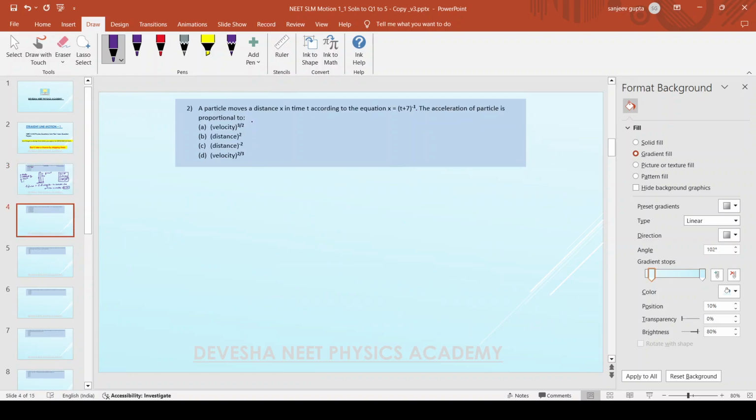It is given that a particle moves a distance x in time t according to the given equation. The acceleration of the particle is proportional to what? So here we need to identify the relation between the acceleration and the velocity or the distance, to identify which is the right choice. Before we go there, I think we need to give some basic insight into how velocity is computed from a graph.